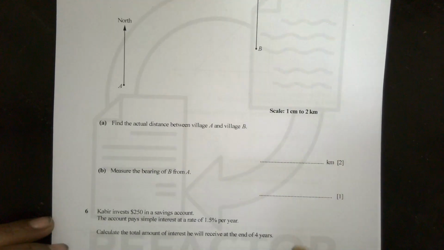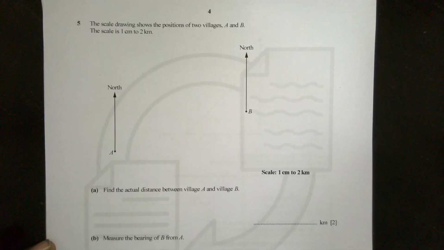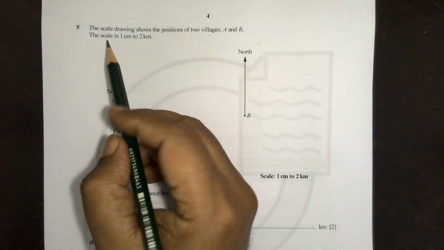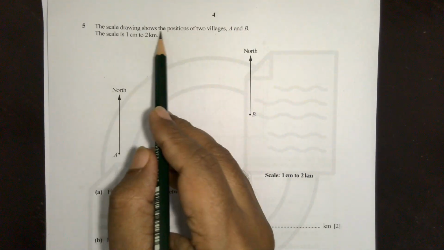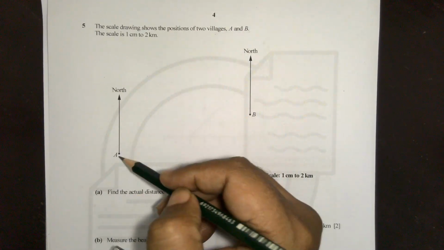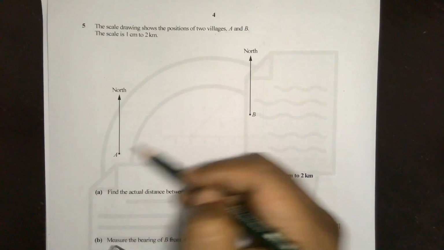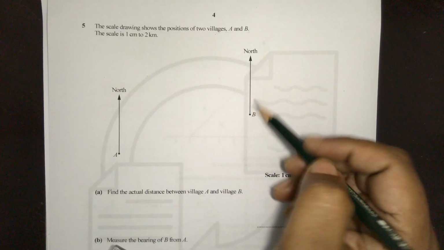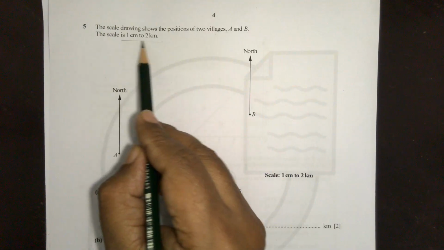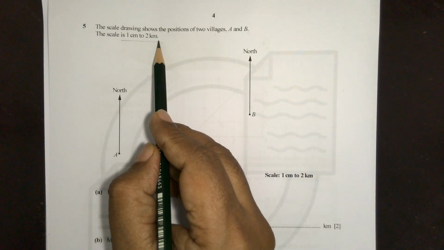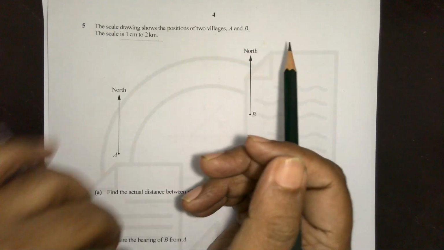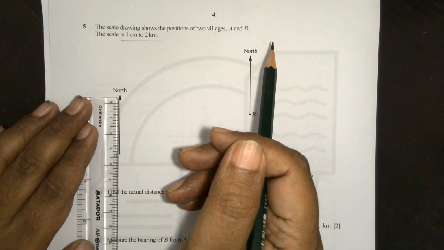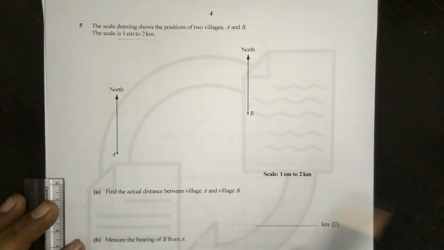Now question 5. Oh, I need a ruler. Where is my ruler? Let me pause the video. Okay. The question says it's a scale drawing of the 2 villages. This is the scale drawing of village A and this is the scale drawing of village B. And what is the scale given to us? 1 centimeter represents 2 kilometer. So let's measure how many centimeters are given here. Find the actual distance between 2 villages.